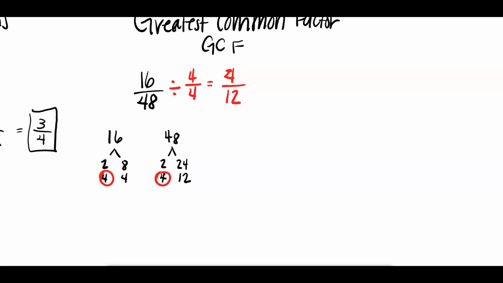Okay. But I can keep going, so I'm going to divide by 2 because they're both even numbers. They both have that 2. So 4 divided by 2 is 2. 12 divided by 2 is 6. Oh, look, we could have kept going. Divide one more time by 2 because they're both even, and I get 1/3.